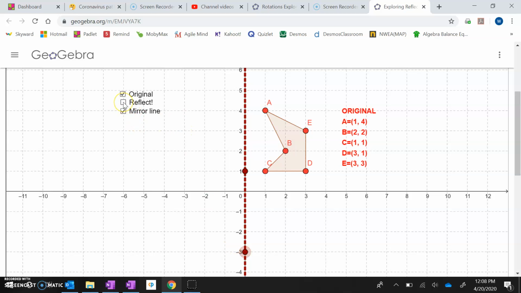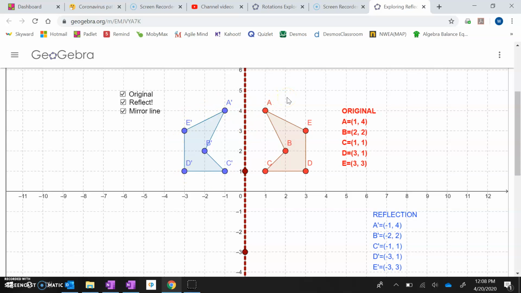And then when you click on reflect, notice it creates a mirror image directly on the other side of that line to create this new blue shape. And then you record the coordinates of that new shape, either just by copying them right off of the list there, or by taking them off of the graph over here.